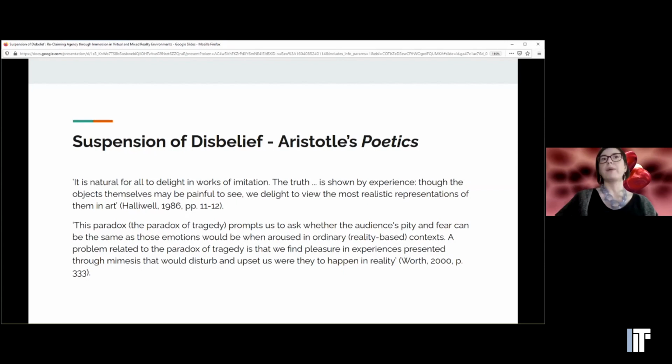This paradox, the paradox of tragedy, says, so the first quote is actually from a translation by Halliwell from Aristotle's Poetics, and then Worth explains this paradox as the paradox of tragedy, which prompts us to ask whether the audience's pity and fear can be the same as those emotions would be when aroused in ordinary reality-based contexts. A problem related to the paradox of tragedy is that we find pleasure in experiences presented through mimesis that would disturb and upset us were they to happen in reality.